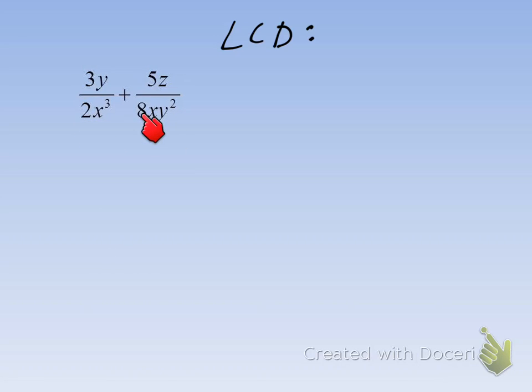So the first thing you do is look at your numbers. You have a 2 and an 8, and the first number that those two go into is 8. So your LCD coefficient is 8. Now for your variables, remember you have to make them the same. We have 3 x's over here and 1 x here, so the least common denominator that we need to build up to would be x cubed, because you can't take x's away from this one, so we have to add them to this one. Same thing with the y's. We have 2 y's here, we can't take these away, so we have to add them over here. So you have to build up. So your LCD is 8x cubed y squared.